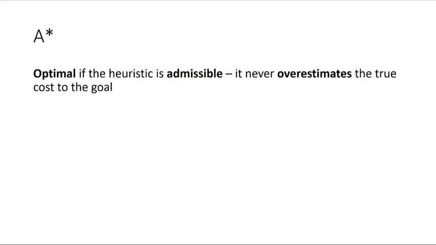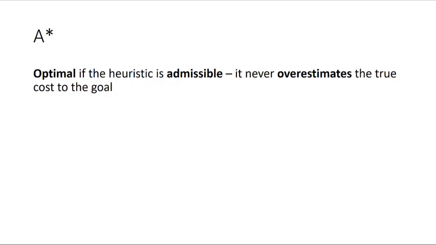So what that means is that some heuristics are going to be better than others. Some heuristics are going to underestimate the true cost. Some heuristics are going to overestimate the true cost. What you need to remember is that if your heuristic is admissible, then your result from A star is optimal. The definition of admissible is that it never overestimates the true cost, so you need to remember that.